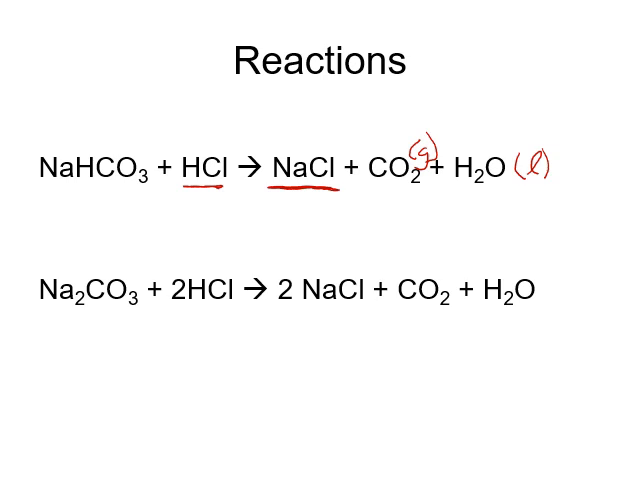Another reaction that we're going to do is we're going to use sodium carbonate and hydrochloric acid to produce the same products: sodium chloride, carbon dioxide, and water. And you'll notice here that our coefficients are different for the amount of acid and the amount of salt that is produced. And so when you find your theoretical yield, you're going to have to make sure that you remember your stoichiometry, your coefficients, in order to do your calculation.